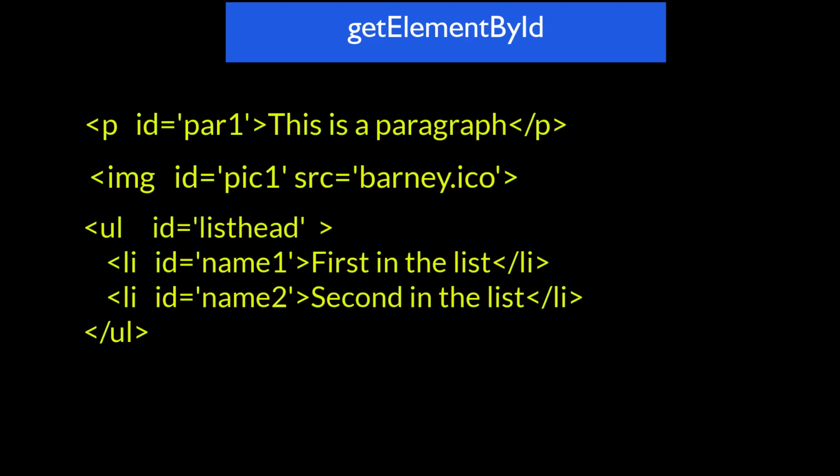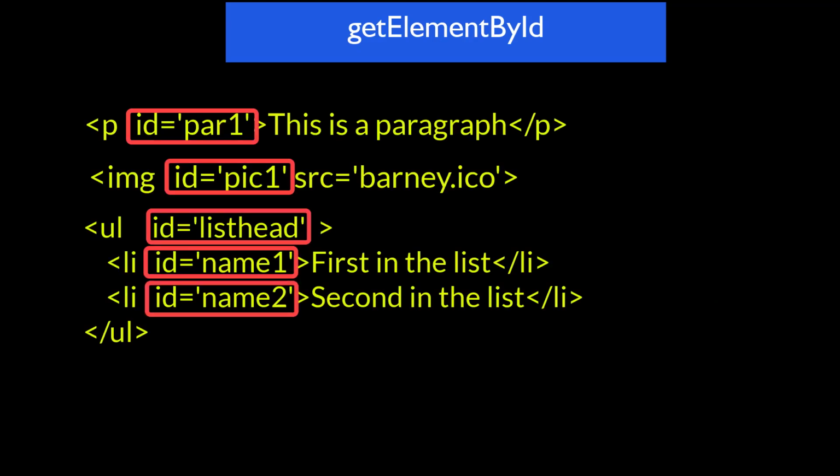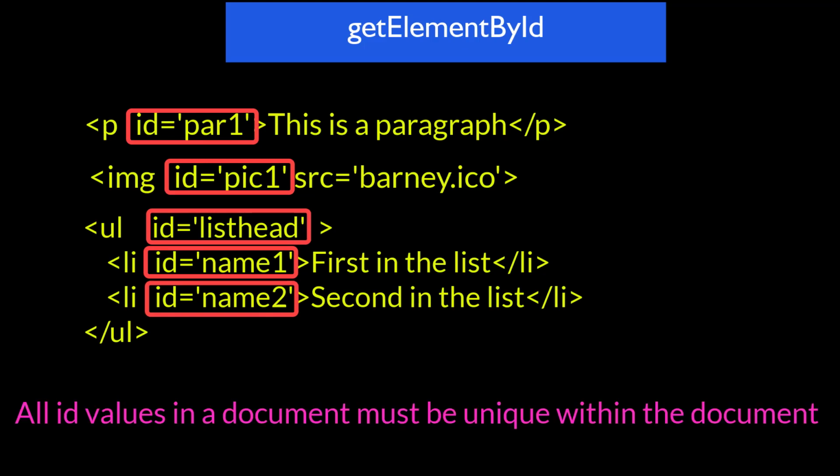An important attribute of elements is the ID attribute. It is one of the global attributes, and we have mentioned it consistently. We reference the value of an element's ID attribute in order to access the element in a script. Remember, all ID values in a document must be unique within the document.